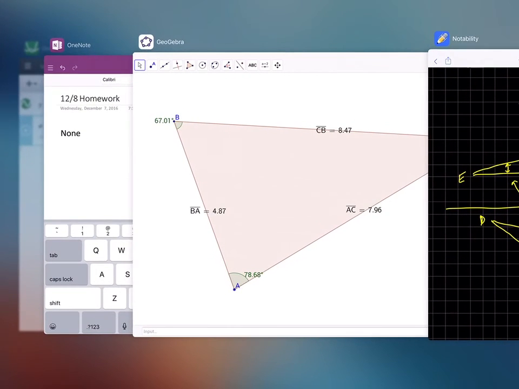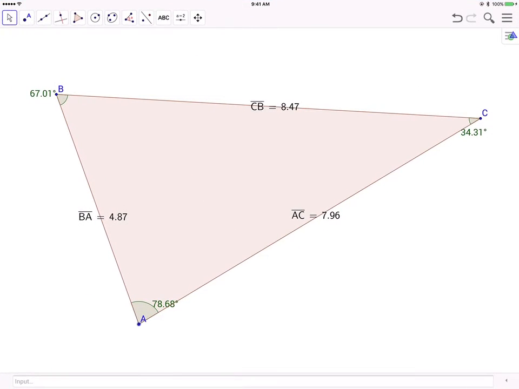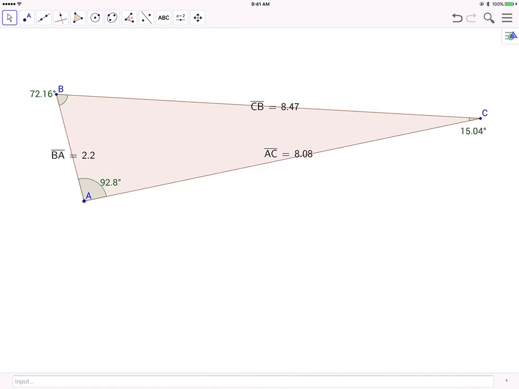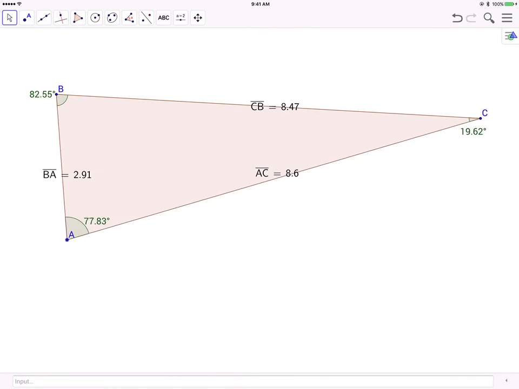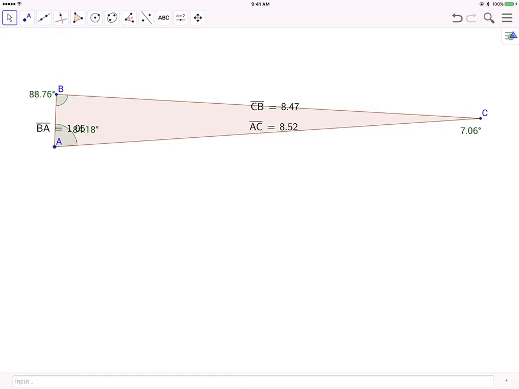Let's investigate this. Here is some GeoGebra. So here is a triangle with all the measures on there. And if I move the A around, you can see the measures change, okay? So let's focus on angle C. That's the angle there on the right. That is 7 degrees right now.